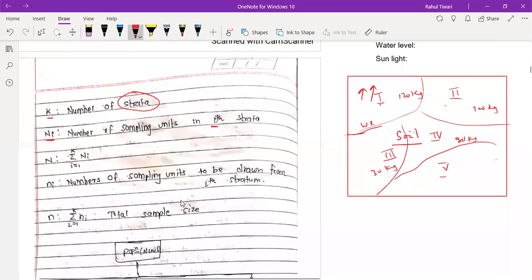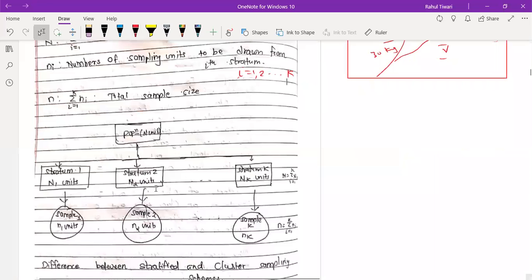So the total N is the summation of Ni, where i takes values 1 to k. Just remember these things. Small ni is the number of sampling units to be drawn from the ith stratum. Small n will be the total. So I have n1, n2, ni, where i takes values 1 to k. So I have k sample data, I can have k population data, or you can call them strata.